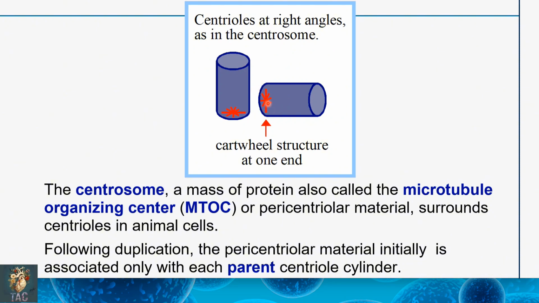Here you can see these two centrioles, which are present at right angles to each other, in the area called the centrosome. They have a cartwheel structure at one end. The centrosome is a mass of protein, also called the microtubule organizing center or pericentriolar material, which surrounds the centriole in animal cells. It is the area where a large number of microtubules are present. The alpha and beta tubulin dimers, which are required to form the centrioles, are present. Following duplication, the pericentriolar material is initially associated only with each parent centriolar cylinder.